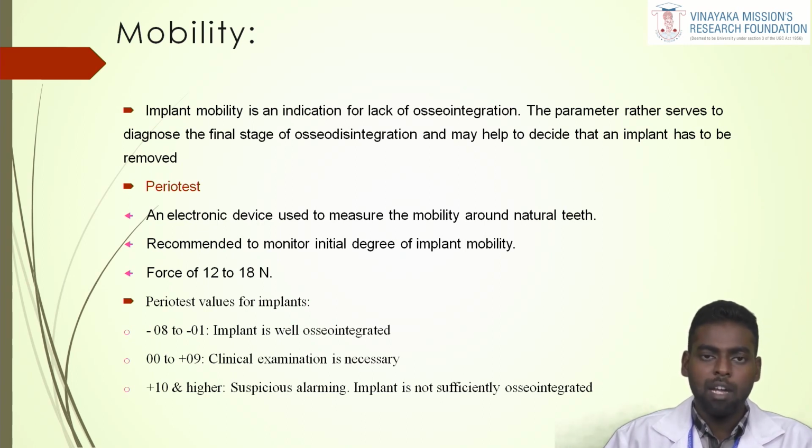The first variant is -0.8 to -0.1. In this condition, the implant is considered well osseointegrated. The second condition is +0.2 to +0.9. In this condition, a clinical examination is mandatory to check whether the implant is diseased or not. And the third condition is +10 or higher, which states that the implant is mobile and it must be removed or further treatment must be planned accordingly.